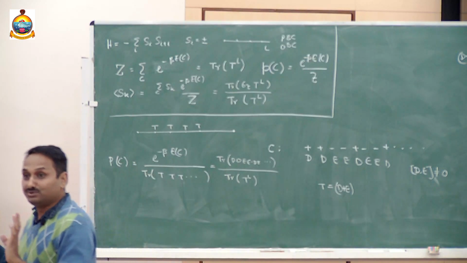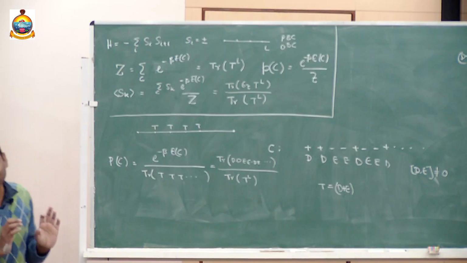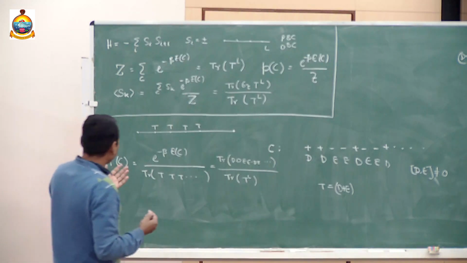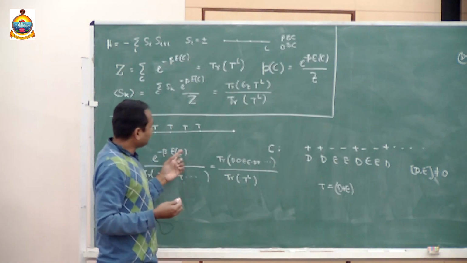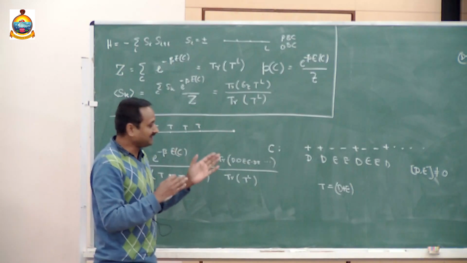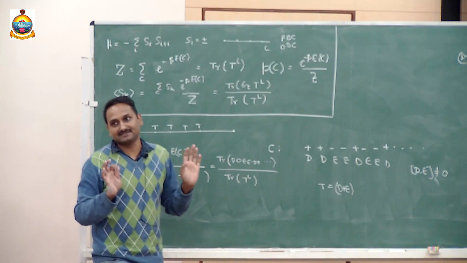D need not be unique. We do not know at this stage. I'm just rewriting. Can we write it like that? So it's basically the probability of a configuration: the configuration is replaced by a matrix product, you take a trace of that, and divide by the trace of T to the power L. That's the way you are doing it.